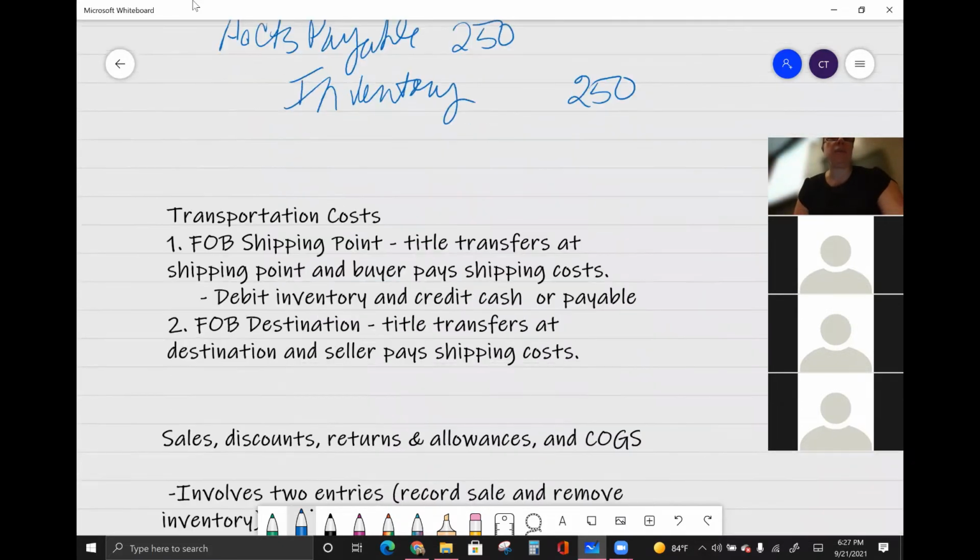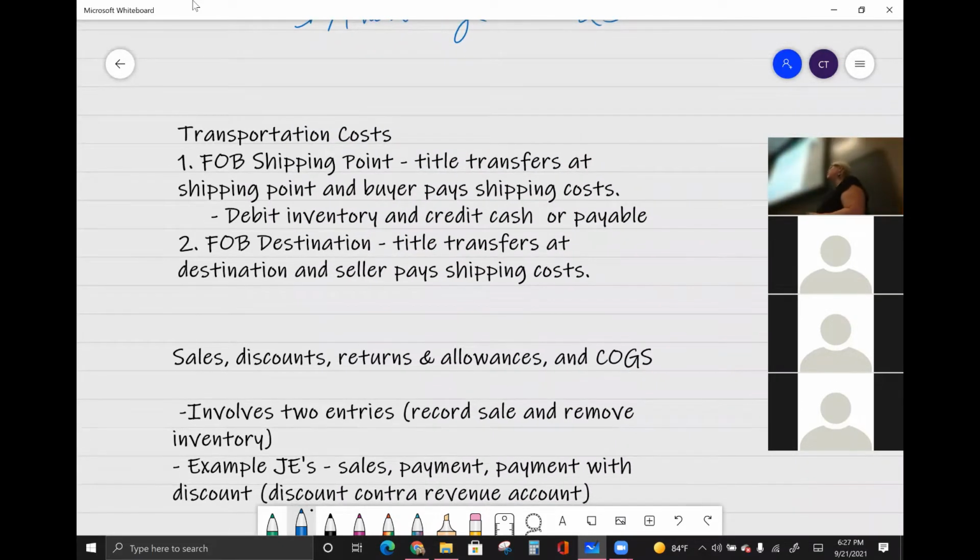All right, so the transportation cost, sometimes you will add the price of what was shipped to the cost of the inventory. Sometimes you won't, depending on how you've made the arrangements with whoever you're buying it from. You have 2 options in the transportation costs. One's FOB shipping point and one is FOB destination. So the shipping point is when it transfers title, when it leaves the shipping point. Okay, so that should help you. FOB shipping point, when it's leaving the shipping point, it's no longer their product.